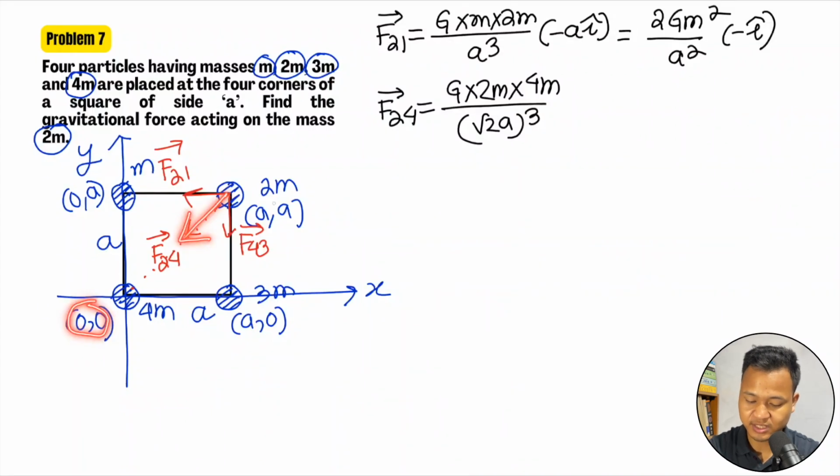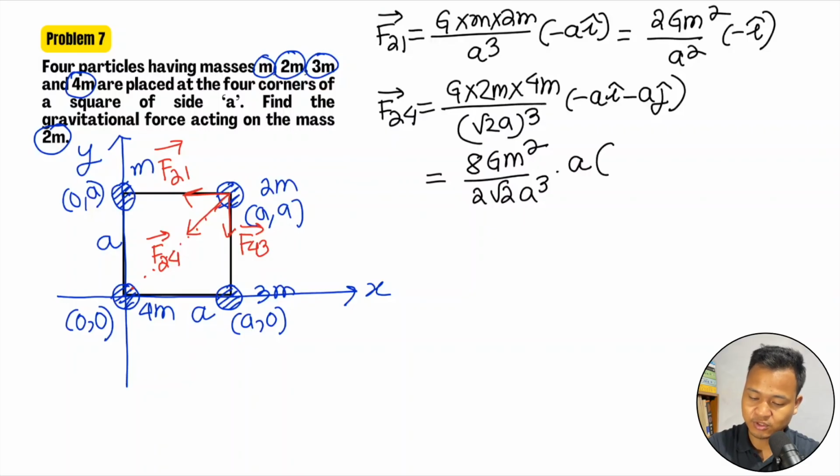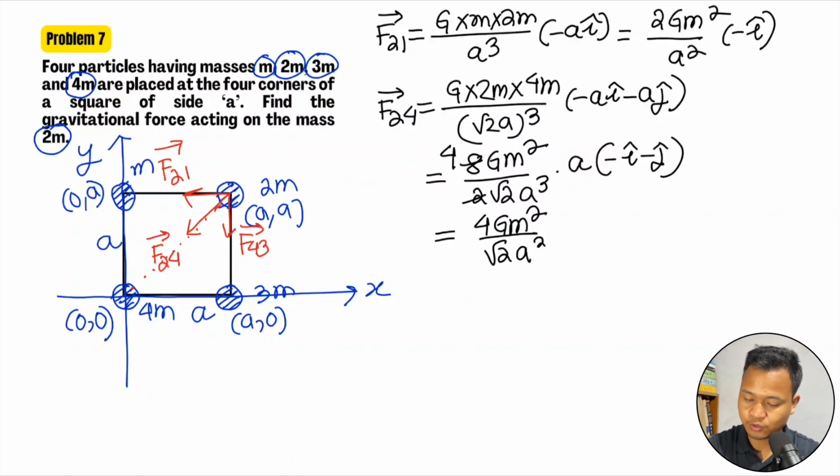So final and initial. 0 minus a to minus a I cap minus a z cap. So this is 2 into 4, that is 8 zm square by 2 root 2 a cube. A common comes out, minus I minus z. Okay. So here this is how much? 2 4 are 8. 4 zm square divided by root 2a cube.